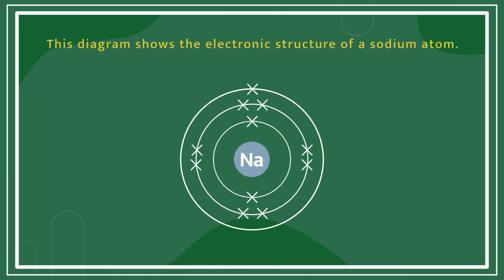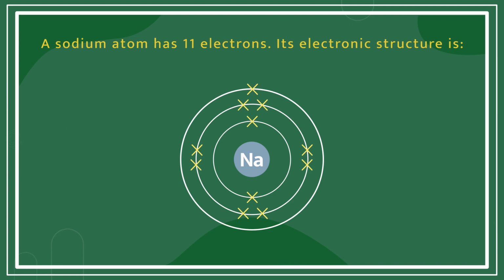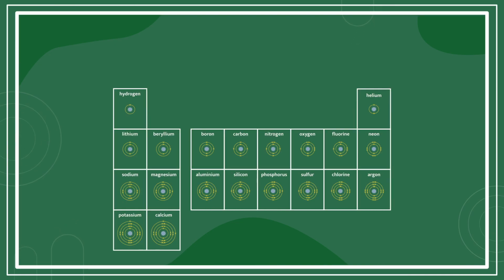This diagram shows the electronic structure of a sodium atom. A sodium atom has 11 electrons. Its electronic structure is 281. Let's have a look at the first 20 elements of the periodic table. Let's see if we can spot any patterns.